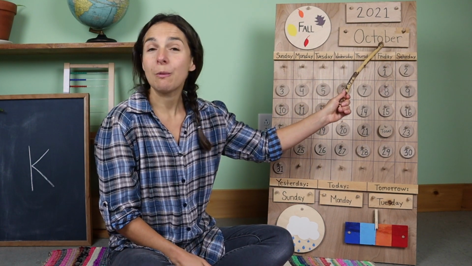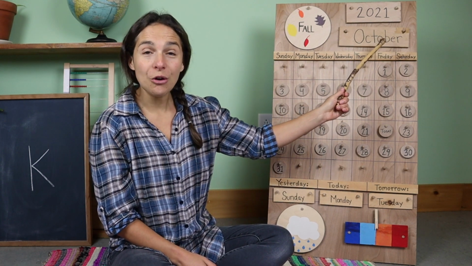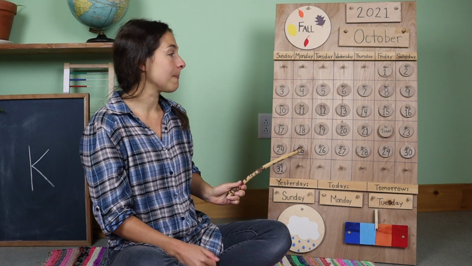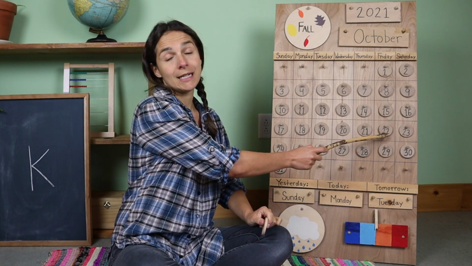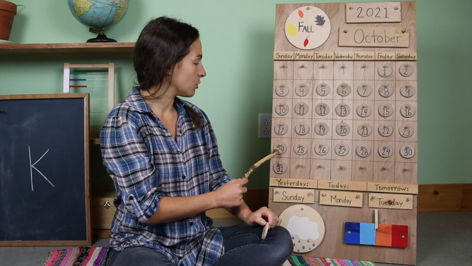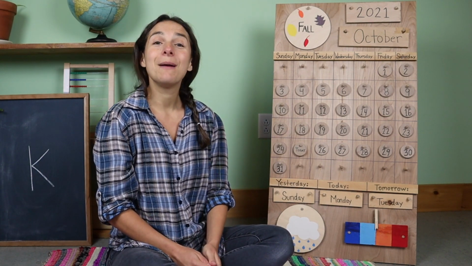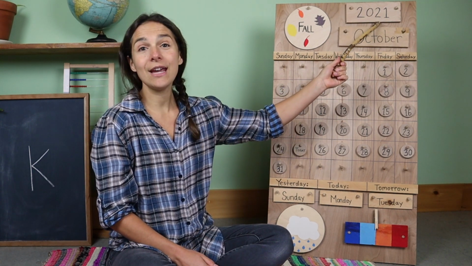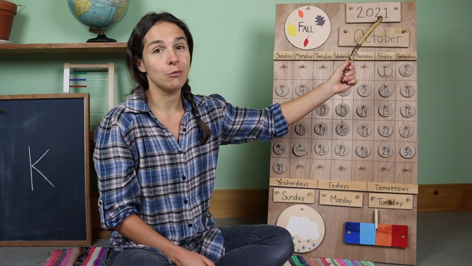Up at the top of the chart, we have the month. Do you know what month it is? October. Today is October 25th. So let me take the chip and I'll move it from the number 22. That was the last time that we met, over to the number 23, 24, and I'll put it right on the number 25 because today is October 25th and the year is 2021, but you can also say 2021.